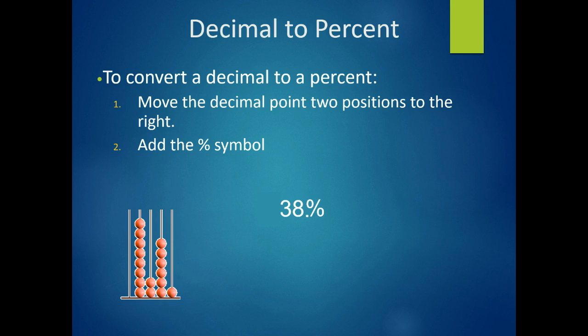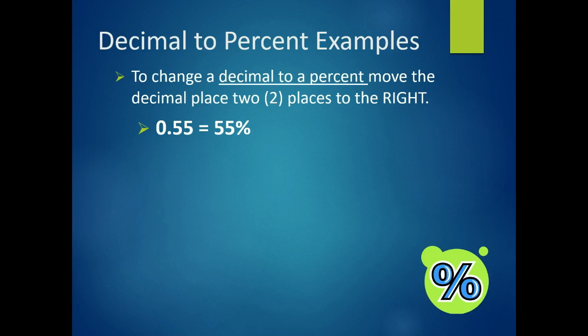The decimal point is not necessary on this number, so 38% would be an acceptable representation and equivalent to the original decimal 38 hundredths. Let's look at a couple other examples. 55% is equivalent to 55 hundredths because we had 2 decimal places moved to the right and the addition of the percent sign.